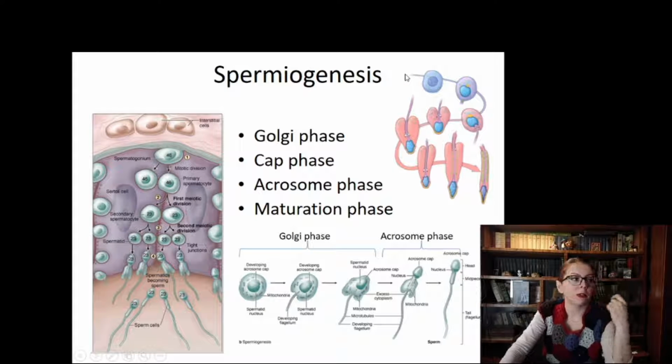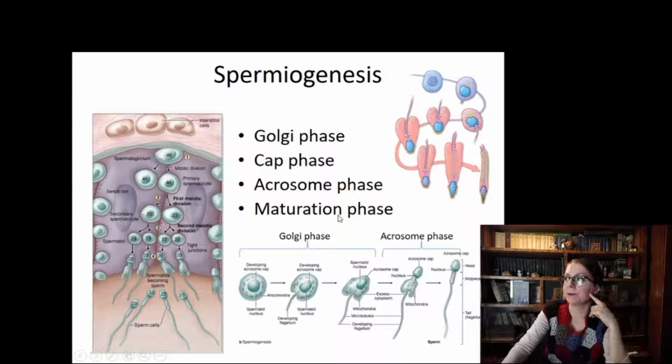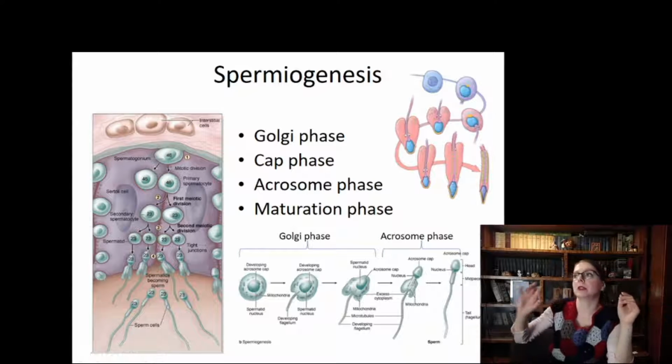It is, in turn, divided into 4 phases: Golgi, cap, acrosomal phase, and maturation phase. They all are about the outer appearance and morphological changes, as I told you. At the beginning of the Golgi phase, we can see just a rounded cell without tail, without acrosome. At the end, we can see the mature spermatozoa with all organelles properly arranged. You remember that it has its head, neck, and tail.